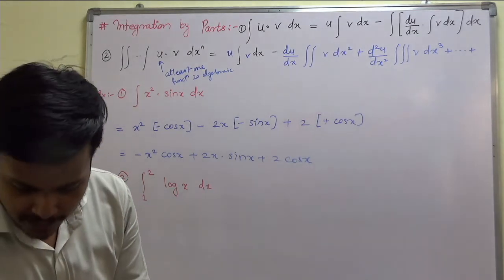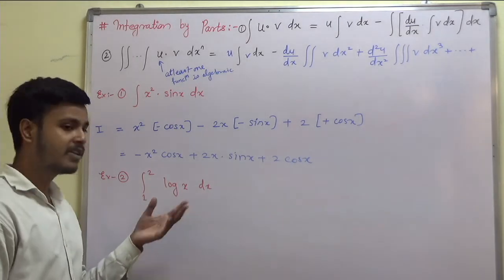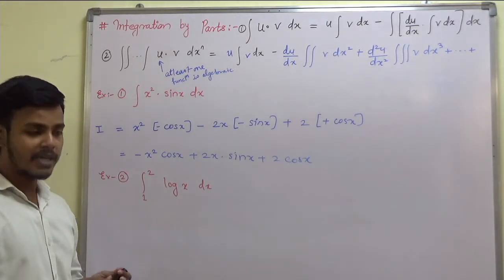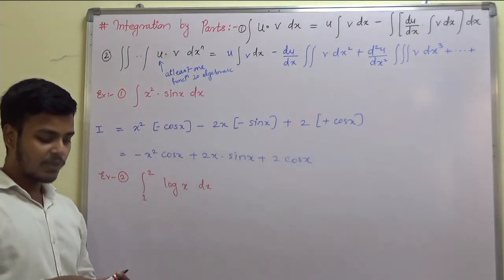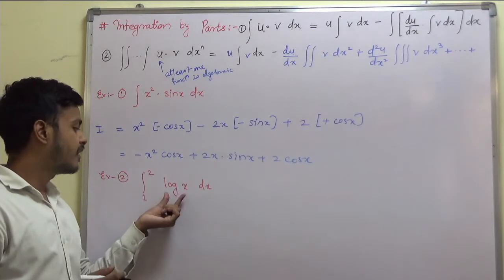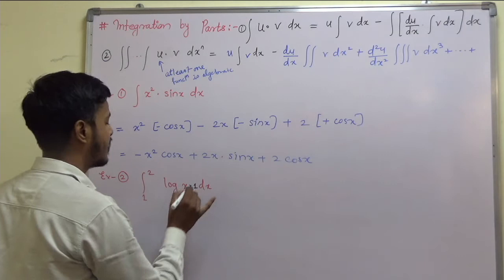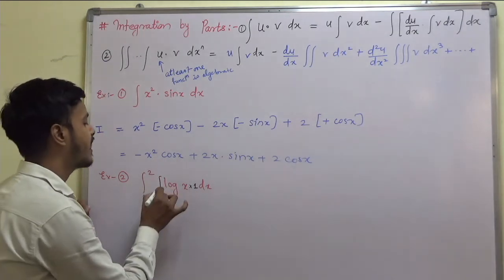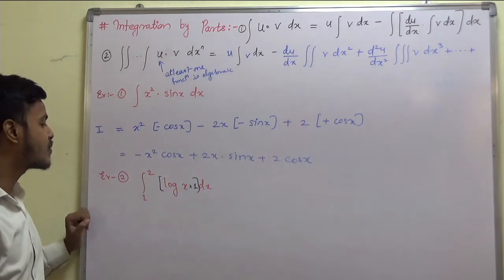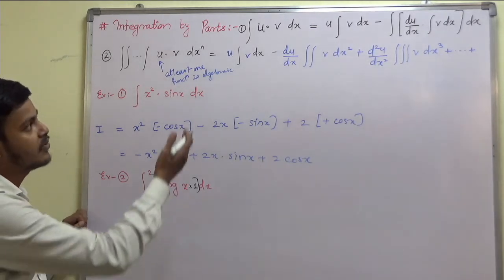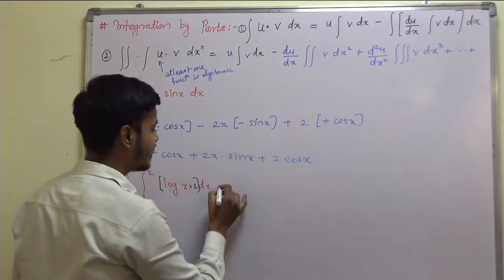Now you may be wondering, there is only a single function, why don't we have a product of two functions? But as you know, we don't have an integration of log x. We just need to multiply it by 1 and then apply the ILATE rule, logarithmic and then algebraic. Okay, so you can apply and then you can make use of formula number 1.